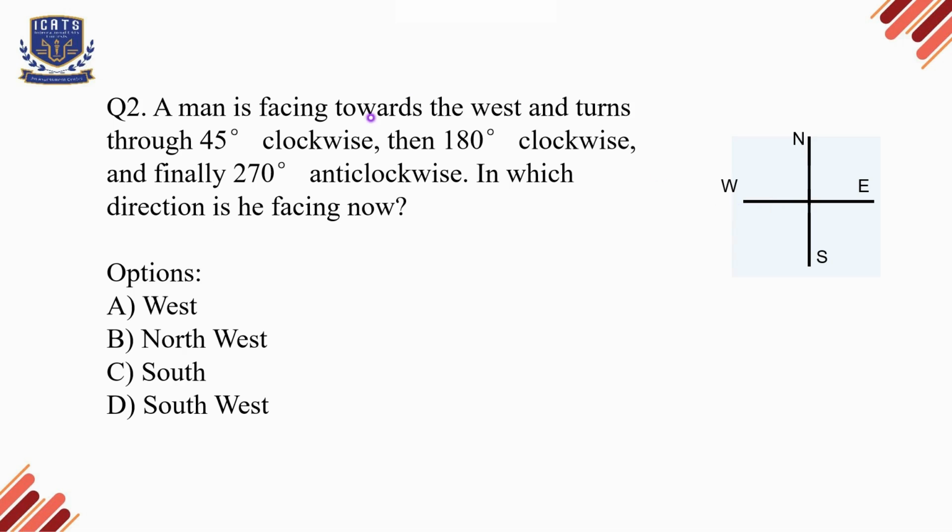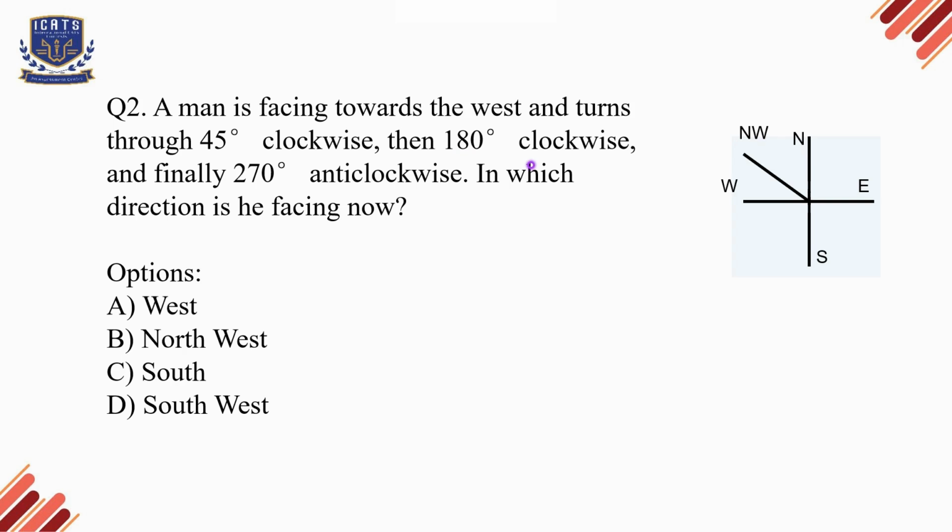So here it is mentioned in the question, the man is facing the west and he turns 45 degrees clockwise. When the man moves clockwise, it means that he will go from west to north, and this whole turn will be of 90 degrees. But he has turned 45 degrees. So it means now the man is facing northwest.